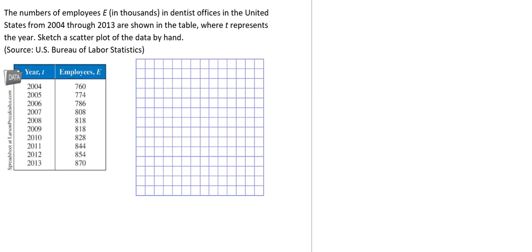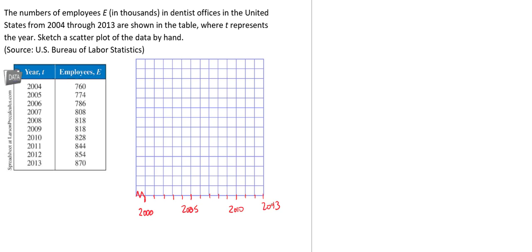If we look, our years start at 2004 and go to 2013. As we begin, we will probably want to skip to the year 2000 and then count by one. So 2001, 2002, 2003, 2004, 2005, 6, 7, 8, 9, 10, 11, 12, 13. Perfect. And as we see, our employees goes from 760 to 870.